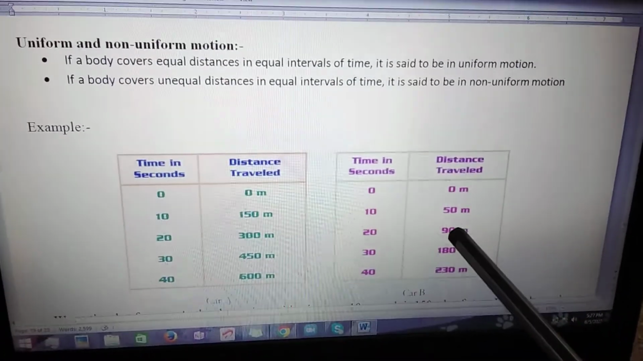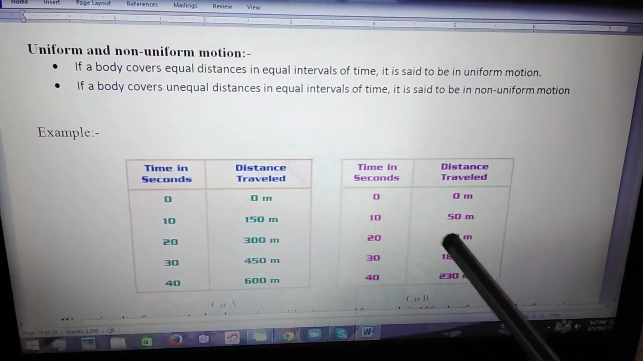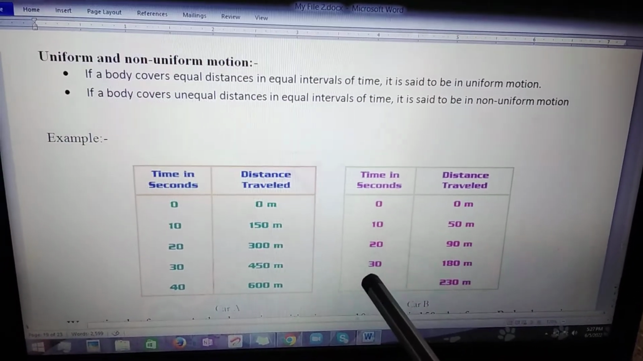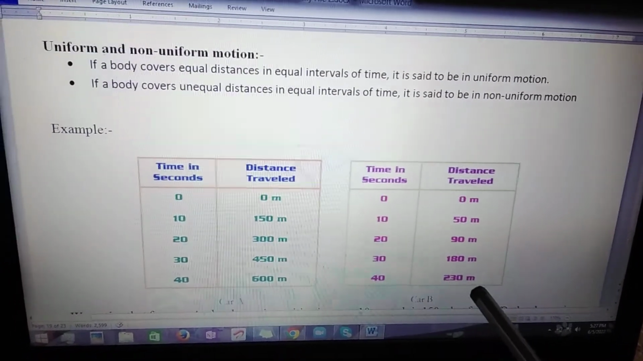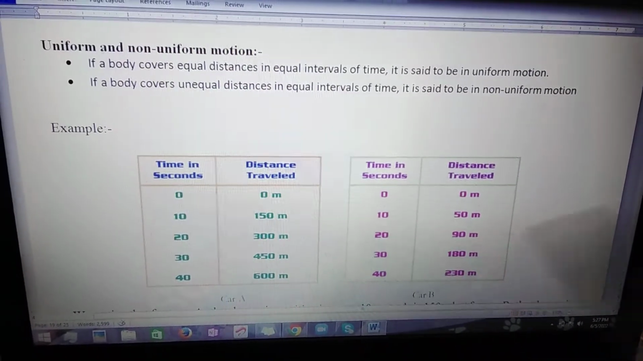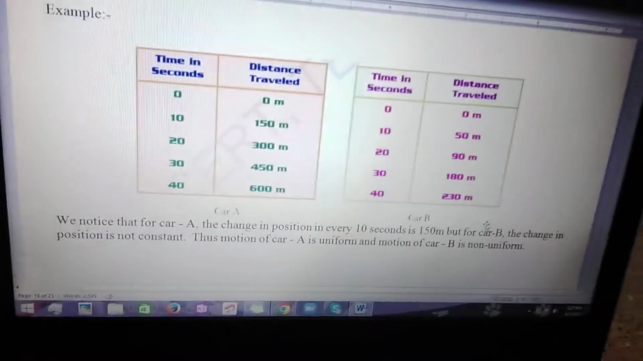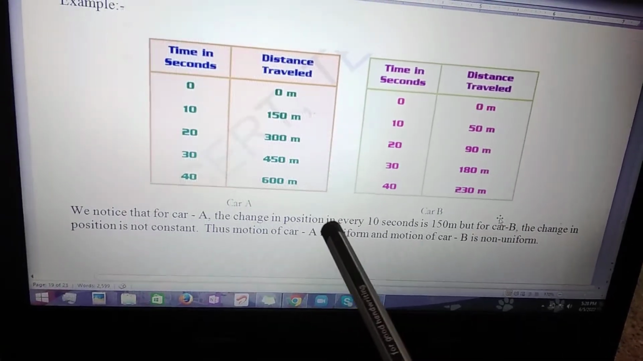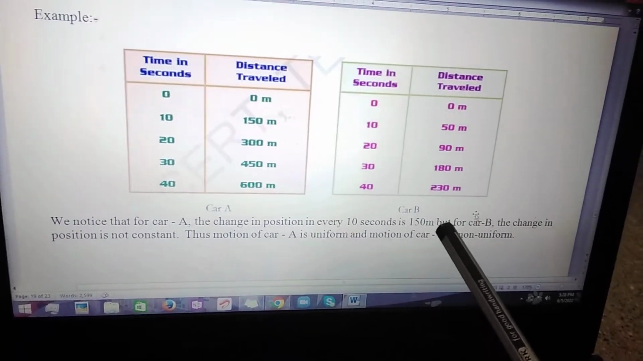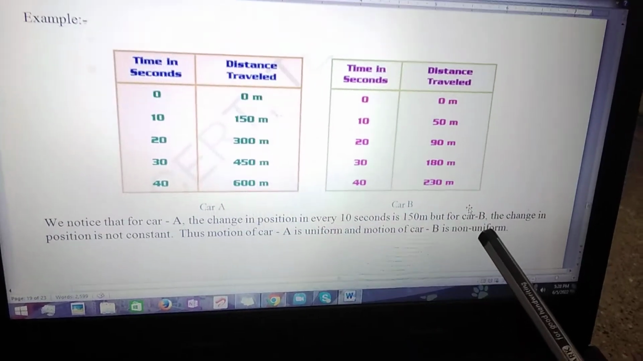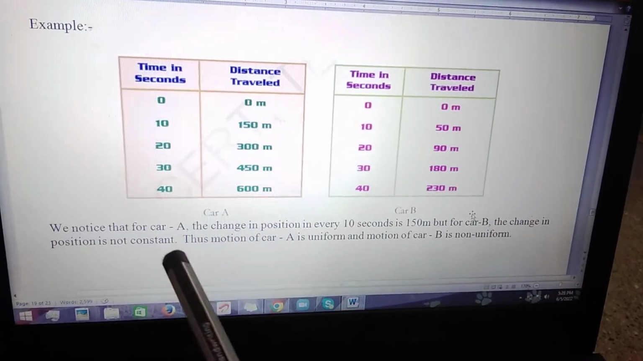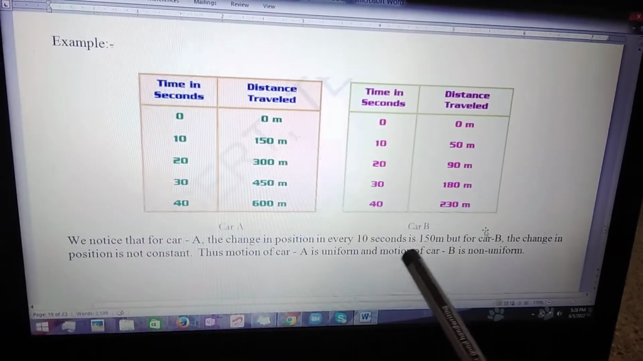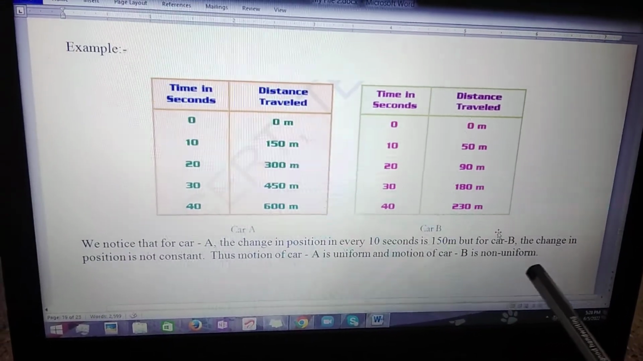Car B travels 50 meters in 10 seconds, 90 meters in 20 seconds, 180 meters in 30 seconds, 230 meters in 40 seconds. We notice that for car A, the change in position in every 10 seconds is 150 meters, but for car B, the change in position is not constant. Thus, the motion of car A is uniform and the motion of car B is non-uniform.